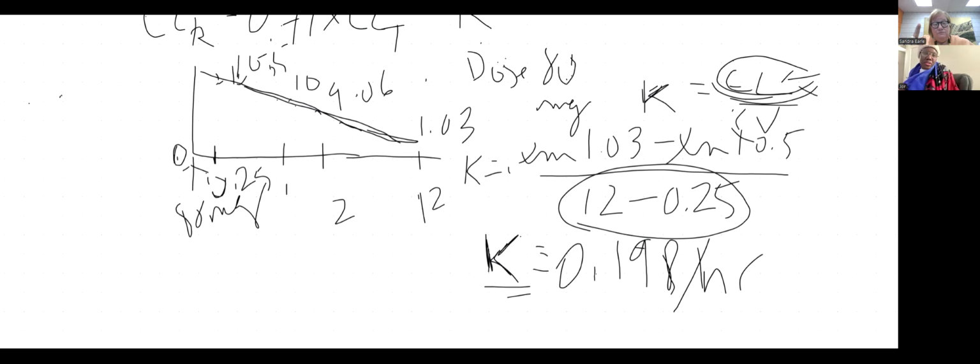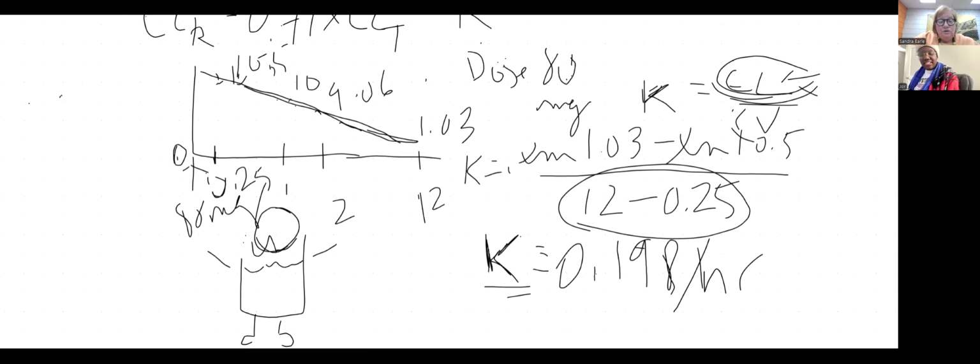Volume is usually measured in liters, right? Or milliliters. Now think about what we're doing when we give an IV bolus, and picture this as your person. Here's your person, they've got a cute little face here, and think of them as a beaker. When you give an IV bolus, you shoot the dose in there. So we shot 80 milligrams in there, didn't we?